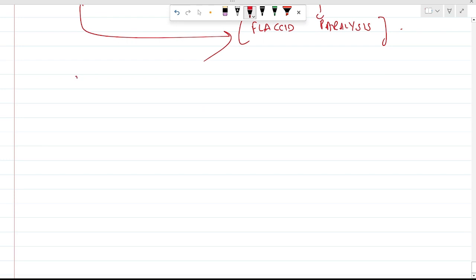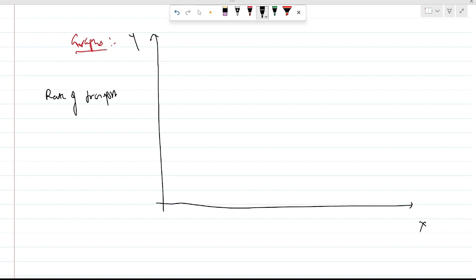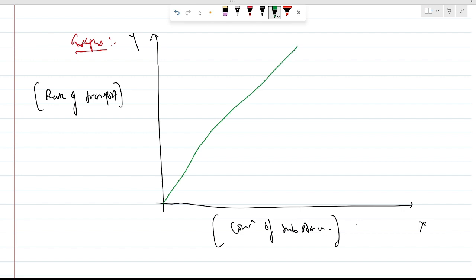For the last part, we are going to see some graphs. Transport mechanisms require important discussion on graphs. So I'm going to draw a y-axis and an x-axis. The y-axis represents the rate of transport, and the x-axis represents the concentration of substance. So we have two graphs. This is the first graph, which is a straight line. A straight line denotes simple diffusion.